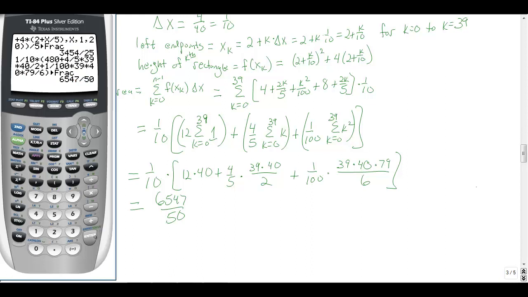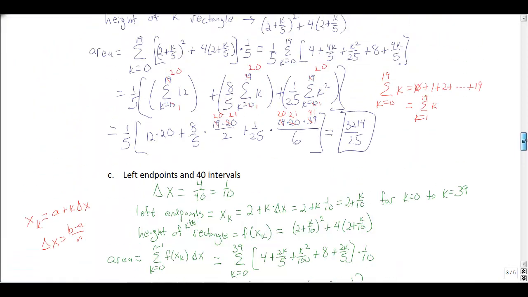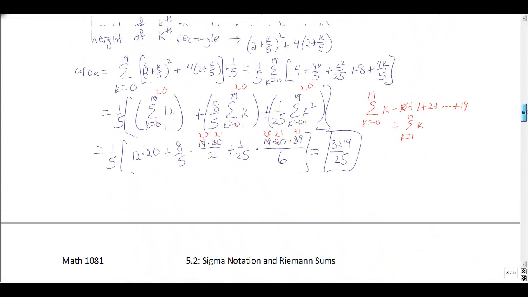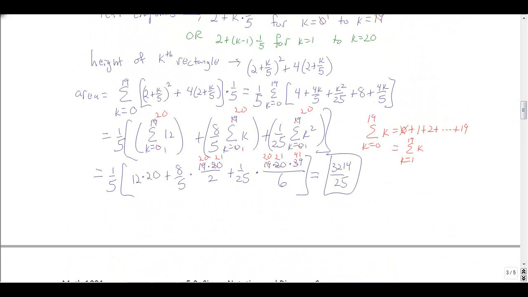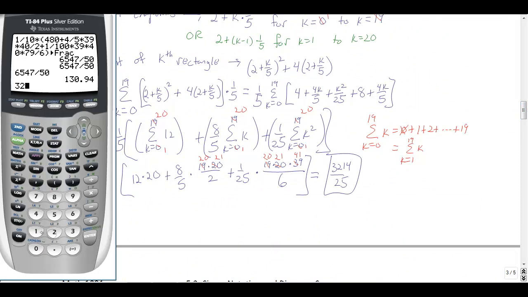Let's get that as a decimal, 130.94. Note, this previous left estimate was 3214 over 25. So we're expecting these to be lower bounds, it turns out, in this case. So I should get 130.94, should be a little bit higher. You can see this went up from 128.56 to 130.94. Still too big.